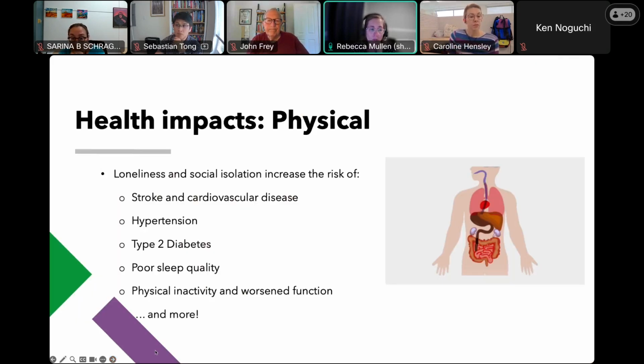So the health impacts of both loneliness and social isolation really are extremely widespread. And I've broken them up into physical, mental, and then brain and cognition. Starting with the physical, and just to be clear, this is in no way, shape, or form an extensive list. There's only so much room on the slide and only so much time to discuss in detail. But here are some of the highest hitting negative health outcomes that both loneliness and social isolation, independently of each other, have been associated with. That includes stroke, cardiovascular disease, hypertension, type 2 diabetes, poor sleep quality, physical inactivity, worsened physical function, and more. Next slide.